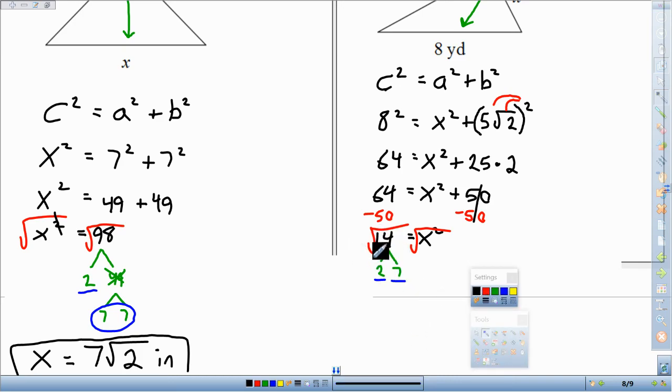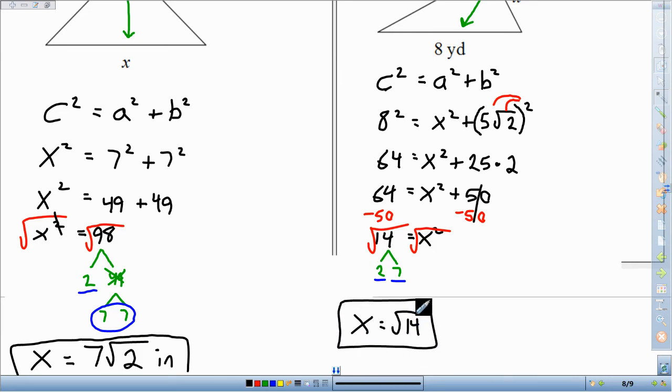Some radicals cannot actually be simplified any further. So that would be our answer. I'm going to flip it around and say x equals the square root of 14, and by the way, the units are yards.